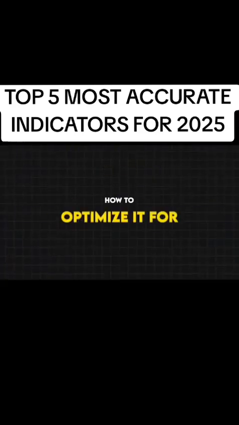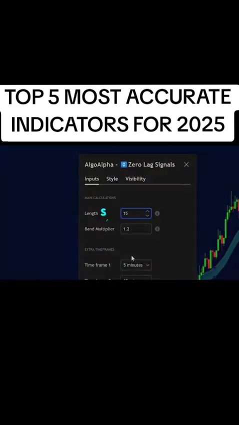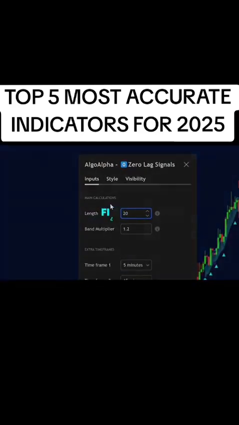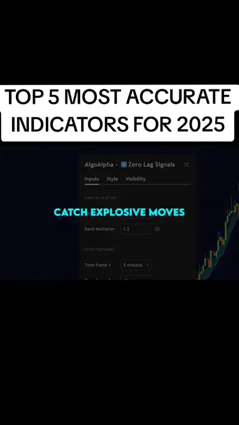Here's how to optimize it for different markets. For Forex, set length to 15 for the perfect balance of signal quality and timing. For stocks, increase length to 20 to filter out market noise. For crypto, reduce to 10 to catch those explosive moves early.